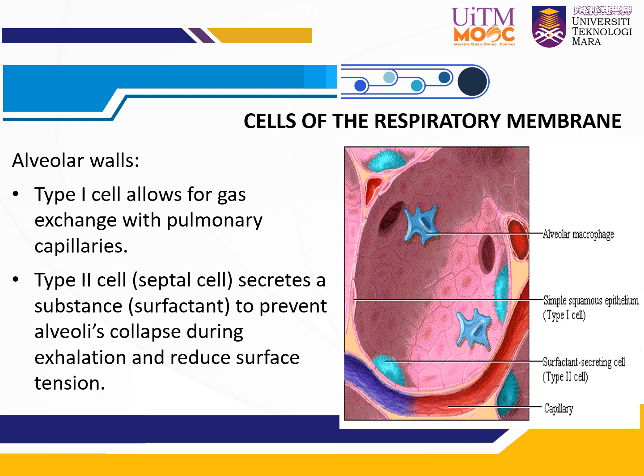Let's look into the cells of the respiratory membrane. The alveolar walls consist of a few types of cell. The first one is the type 1 cell, allowing gas exchange with pulmonary capillaries. As you can see, the type 1 cell is composed of simple squamous epithelium in the picture. The type 2 cell, also known as the septal cell, secretes a substance known as surfactant that prevents the alveoli's collapse during exhalation and reduces surface tension.